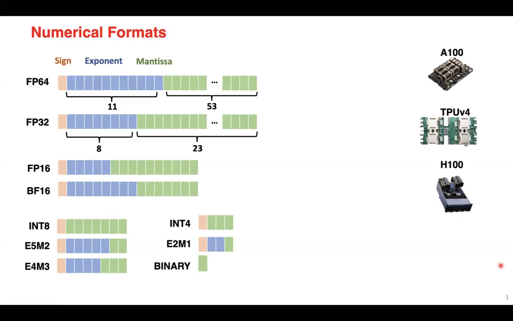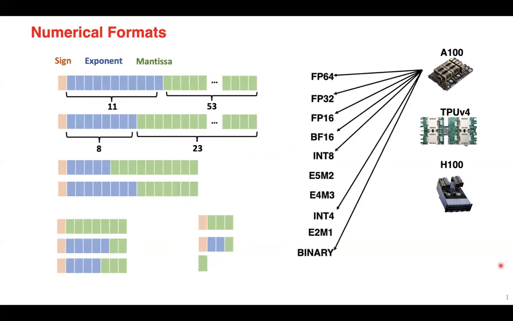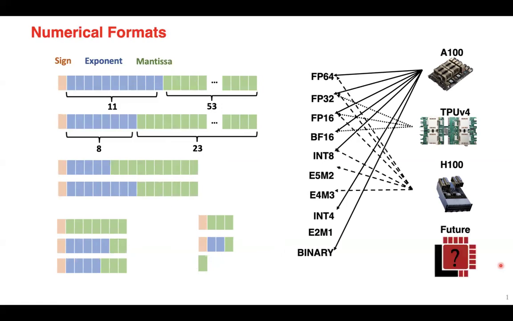Each of these formats is supported differently by each hardware type. For example, the NVIDIA A100 supports these subsets of formats, the TPU v4 this subset, the H100 this subset, and future hardware will support different subsets. This leads to an interesting challenge when you're designing neural networks: how to give different parts of that neural network different precisions. This could be on the layer level, the channel level, or different layer types. And the search space only grows larger with the increasing support of numerical formats.